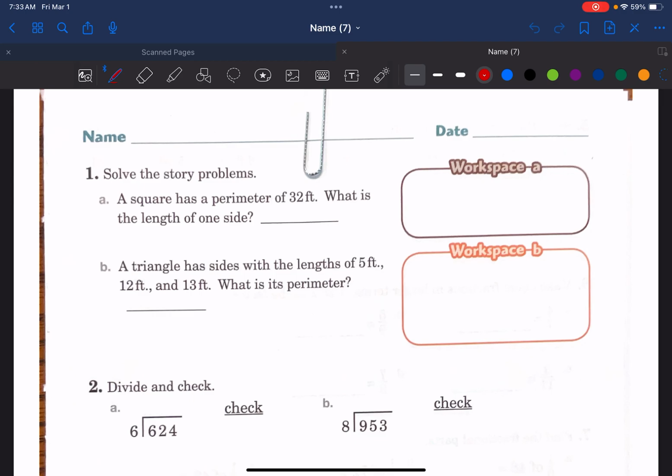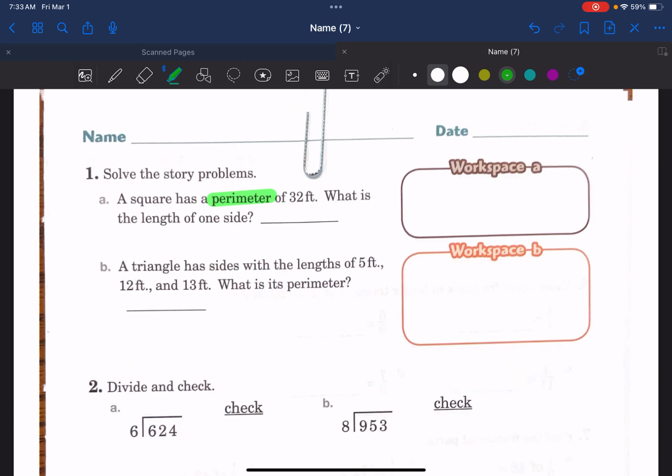So for starters, I almost always like to have us do story problems just because those are typically what hold us up on tests or in life. Those are the real life things that we'll experience using math. So I'll read it to you, but then I want you to try to solve it. A square has a perimeter of 32 feet. What is the length of one side?